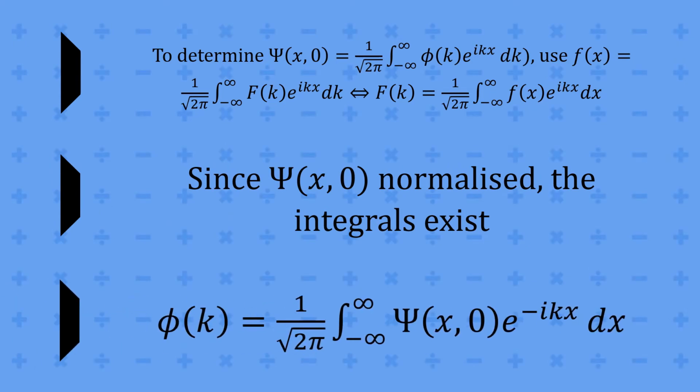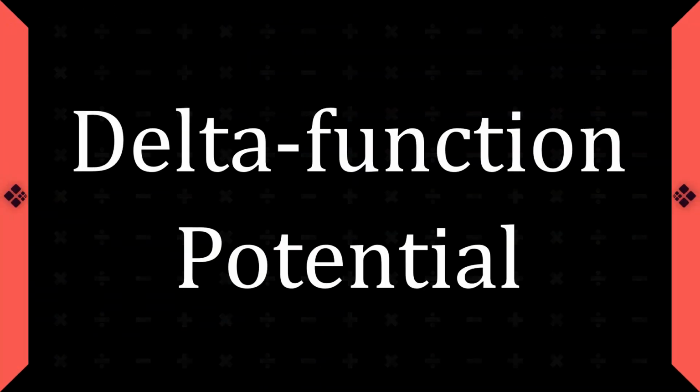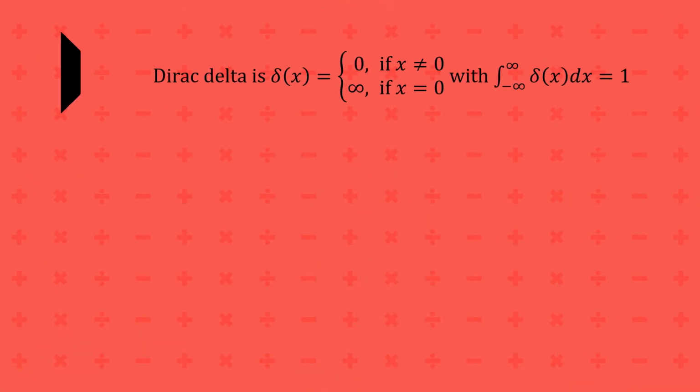Since psi of x, 0 is normalized, these integrals will exist, so we get that phi of k is equal to this expression here. Now, we're going to move on to discuss the delta function potential.